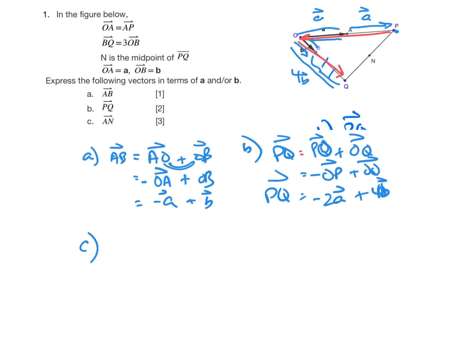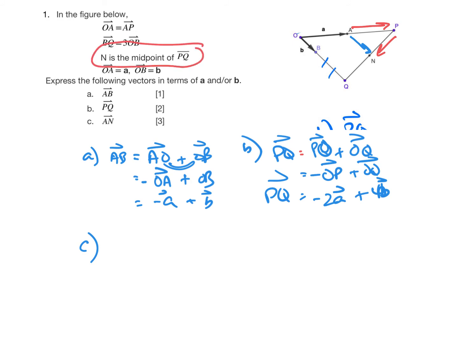And now finally, if I'm going to do AN, let me erase a little bit of what's going on here. Okay, so here is my AN. If I'm going to do AN, which is here, what I could just do is go AP and then PN. And the reason why I can do that is because PN, I know from this statement, is half of PQ, and AP I know is A.